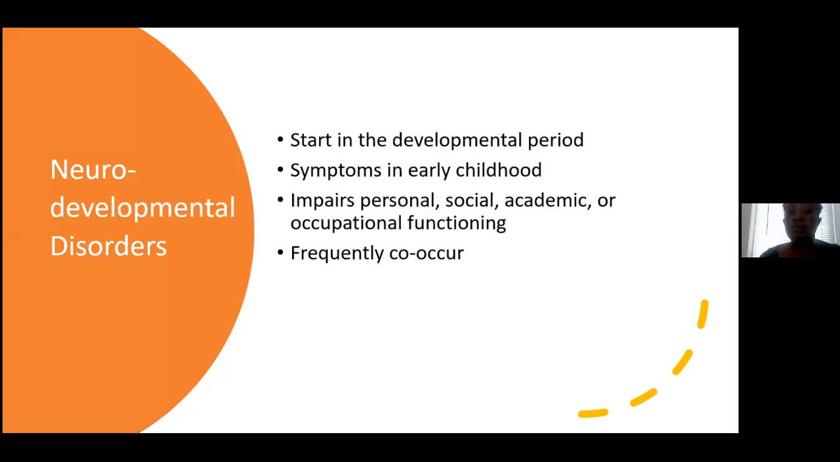Then in terms of neurodevelopmental disorders, they frequently co-occur with other disorders. And when we're looking at their symptoms, we're looking at things in excess. So they're doing things more than what's typical, or there are delays in terms of typical milestones that we would think that a child should reach based off of their age.